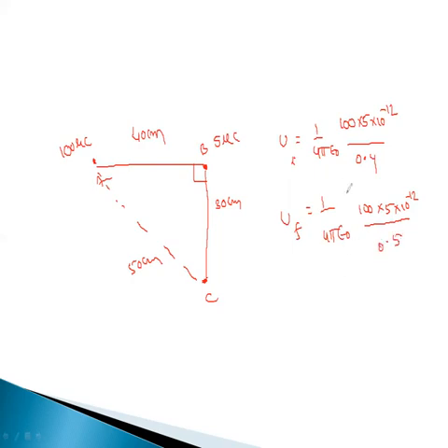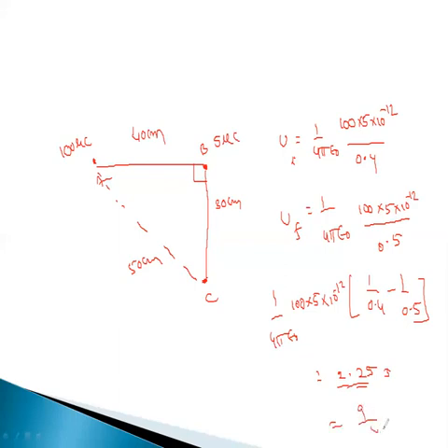So if we take the difference of these two, that will be 1 by 4 pi epsilon naught into 100 into 5 into 10 power minus 12, which is common, into 1 by 0.4 minus 1 by 0.5. If we calculate that value, finally you will get the answer, that is 2.25. And 2.25 joules is nothing but 9 by 4 joules.